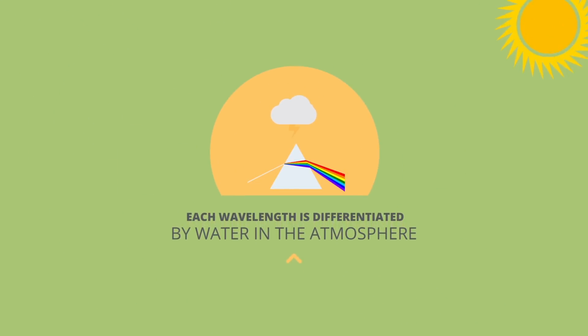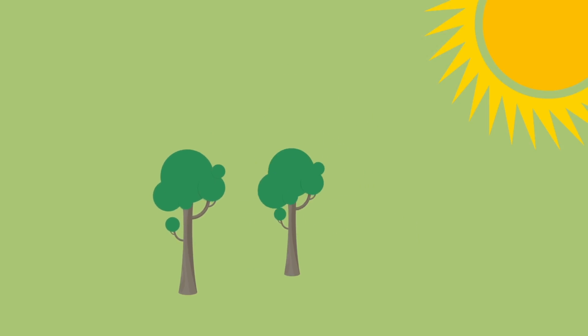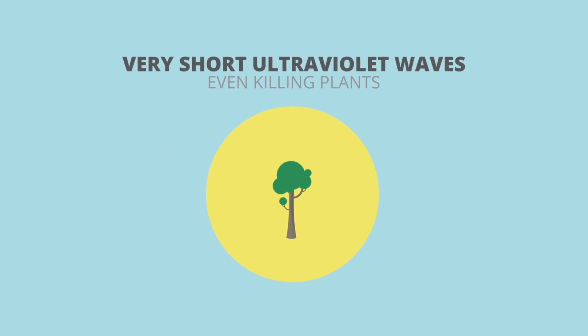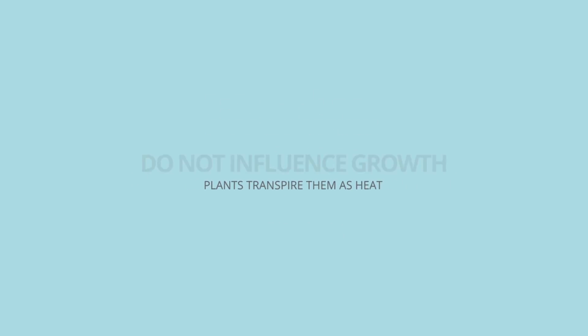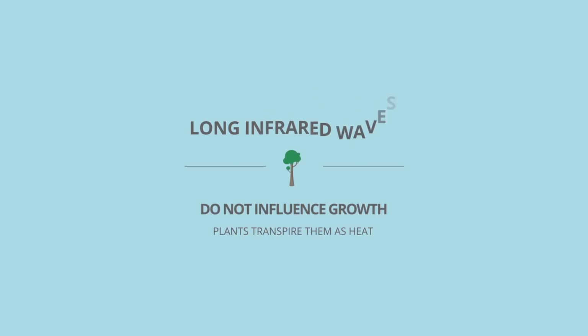As each wavelength is differentiated by water in the atmosphere, these different wavelengths have different effects on plants as well, with the shorter wavelengths being harmful to growth, and very short ultraviolet waves even killing plants. Moving through good absorption for photosynthesis in the mid-range, while the long infrared waves do not influence growth, the plants just absorb them and transpire them as heat.